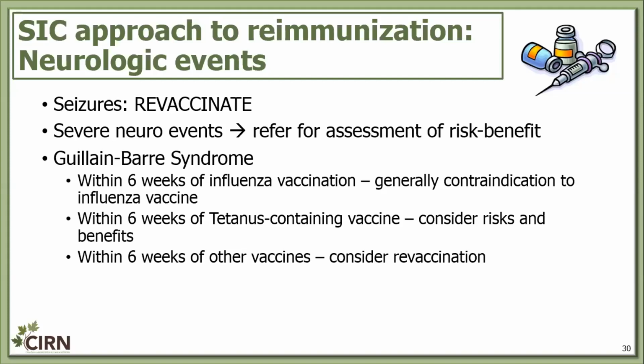In children with severe disorders, it is safe to continue with immunization and better to vaccinate them than to risk them getting the infection. And for other severe neurologic events like severe paresthesias and transverse myelitis, these patients, as well as those with Guillain-Barré syndrome, should be referred for assessment of risks and benefits of further immunization.